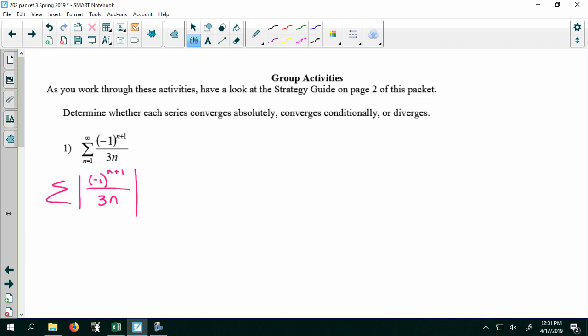That (-1)^(n+1), sometimes it's 1, sometimes it's -1, depends on the value of n you're plugging in. But since I'm taking absolute value, it's just always going to become 1. So this is actually the sum, n equals 1 to infinity of 1 over 3n. And then we can pull the 1/3 right out of the summation. So this is 1/3 the sum from n equals 1 to infinity of 1 over n, which we know diverges. It's a p series with p equal to 1.